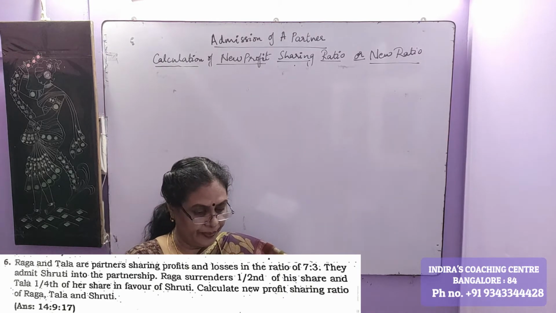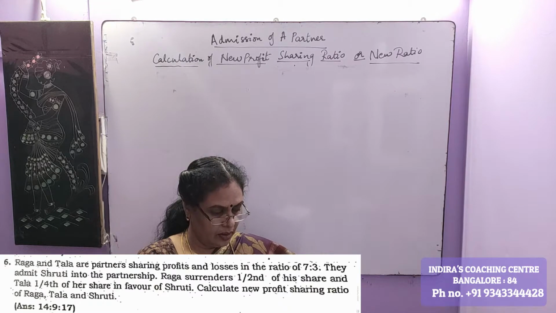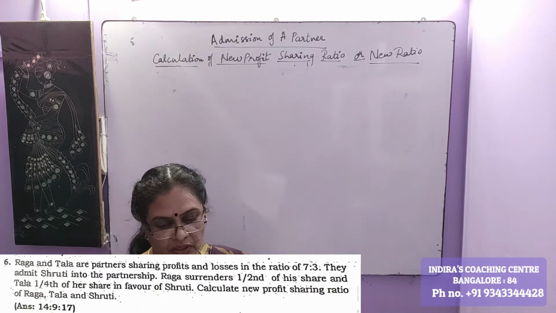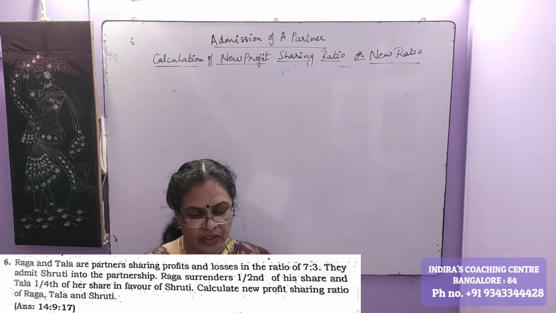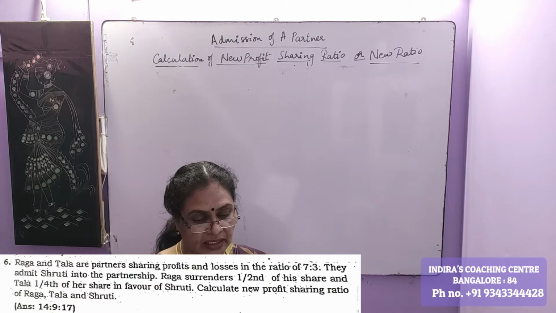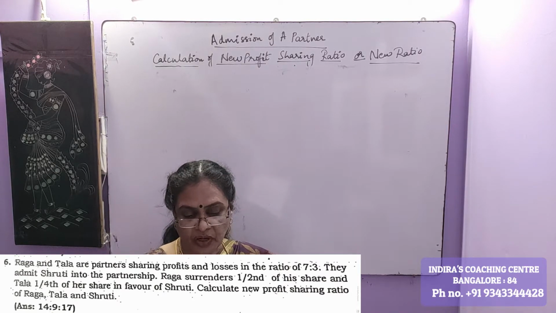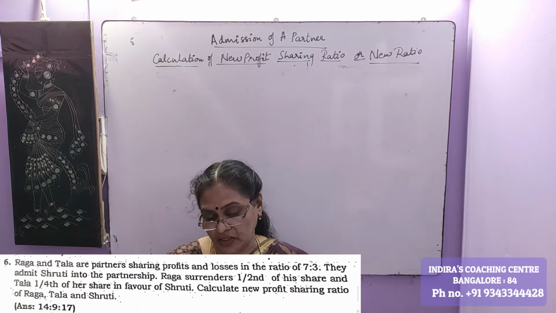Let us take up this problem. Raga and Thala are partners sharing profits and losses in the ratio of 7:3. They admit Shruti into partnership. Raga surrenders half of his share and Thala 1/4 of her share in favor of Shruti. That his share, her share matters here.